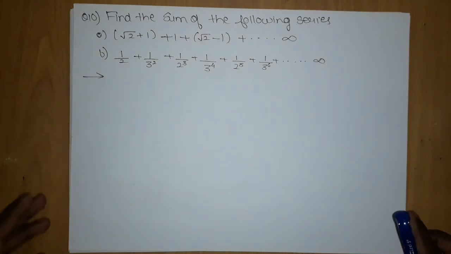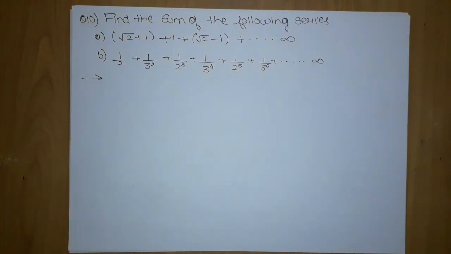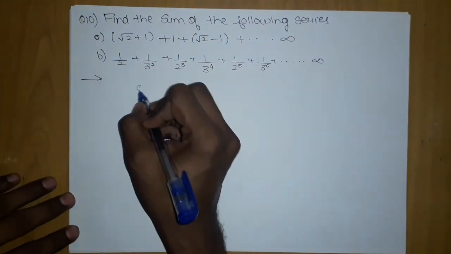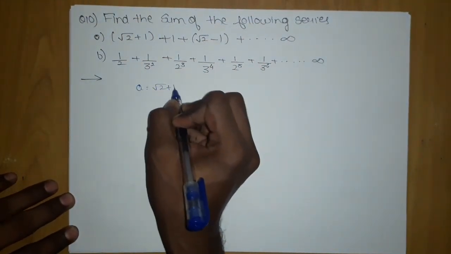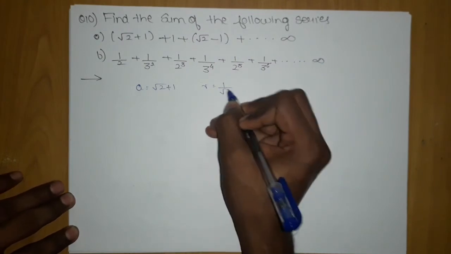Find the sum of the series, which is nothing but root 2 plus 1 plus 1 plus root 2 minus 1, till infinity. Now, till infinity has come. What does it tell you? Sum to infinity terms directly. Now here a is what? Root 2 plus 1. Now r is what? 1 upon root 2 plus 1.